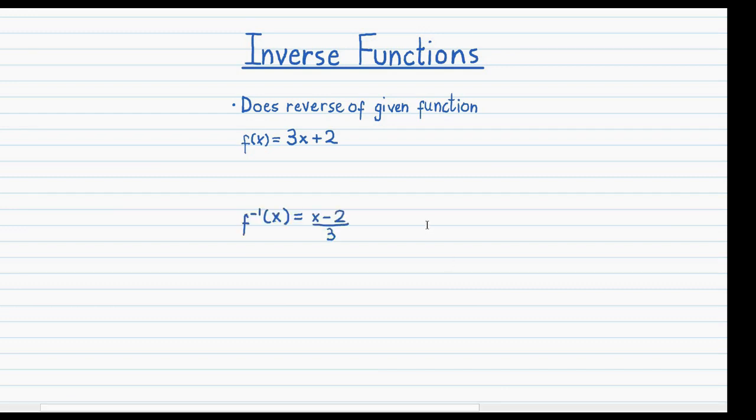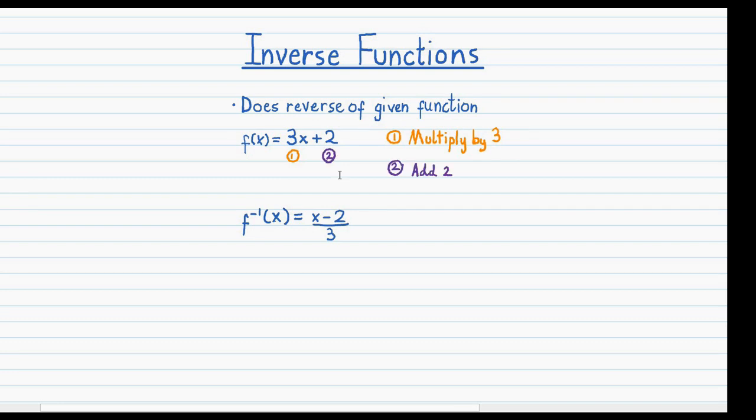To demonstrate this whole reversing of the original function, let's focus on what happens to any value that you input to the original function. The original function is 3x plus 2. So the input to this would be an x value. The sequence of things that happen to an x value in this function is, first it's multiplied by 3, then 2 is added to it.